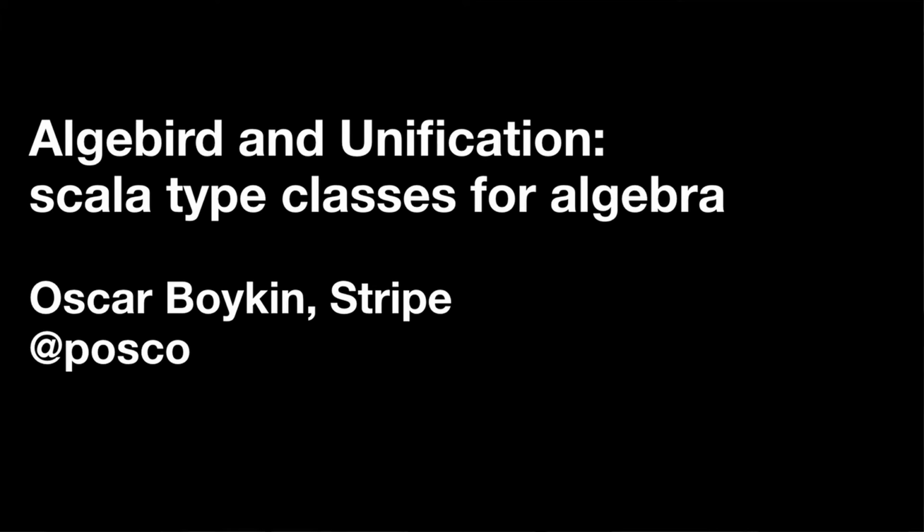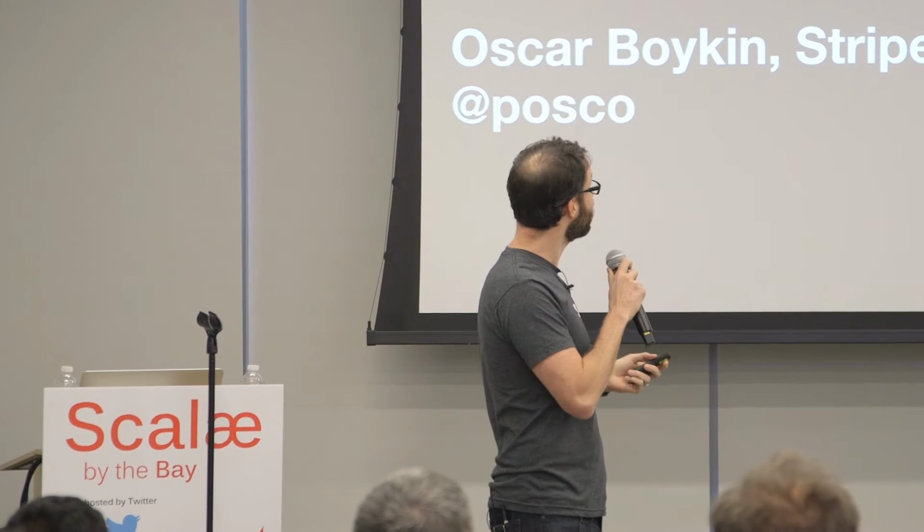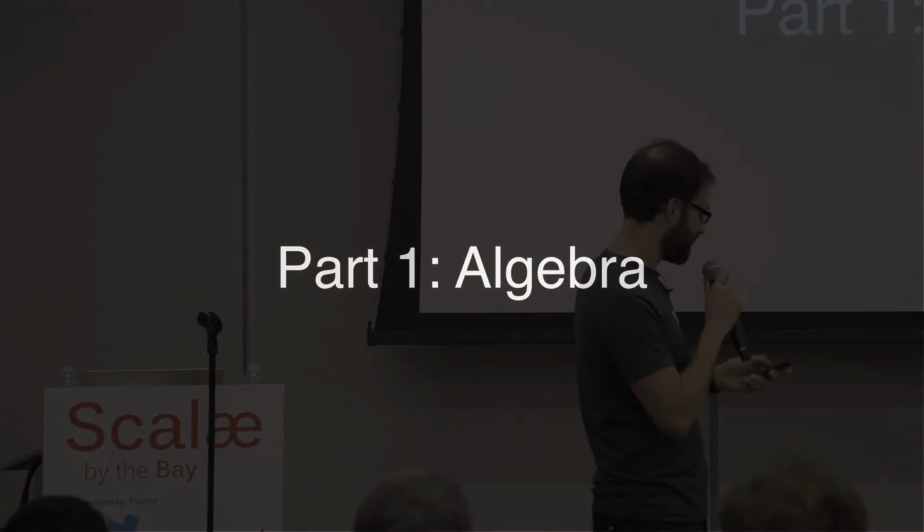So the title of the talk is Algebird and Unification. The unification in this case refers to unifying several different libraries, not some crazy type unification or anything like that. So if you're already freaked out about too many M words, there won't be too many scary M words here. Also, I'm at Stripe now.